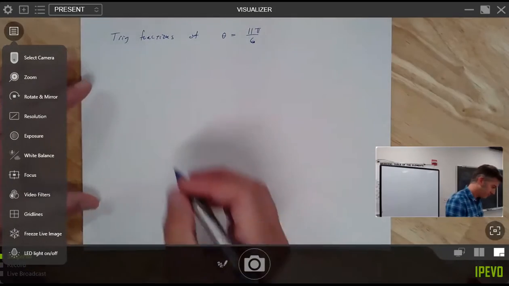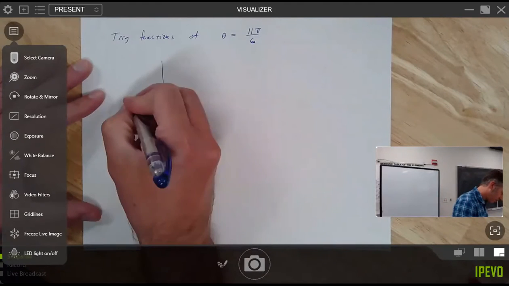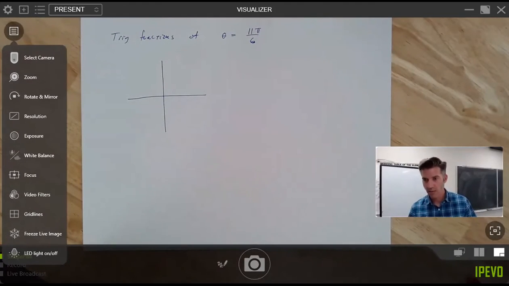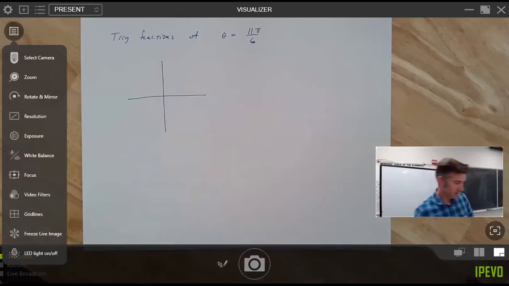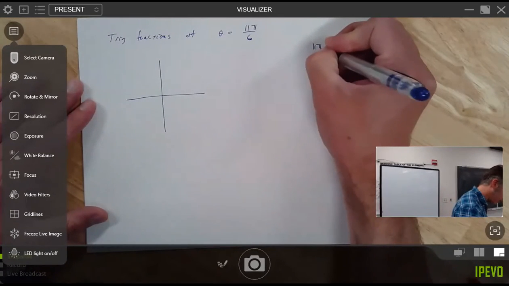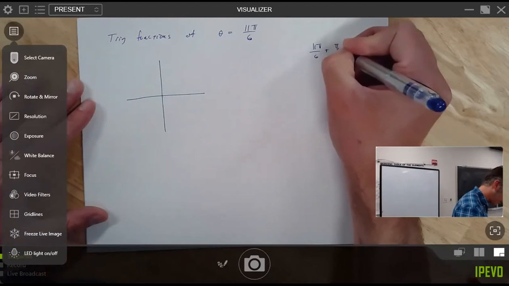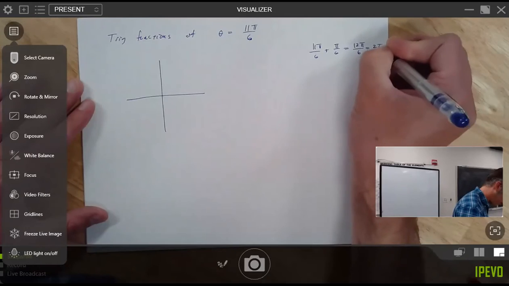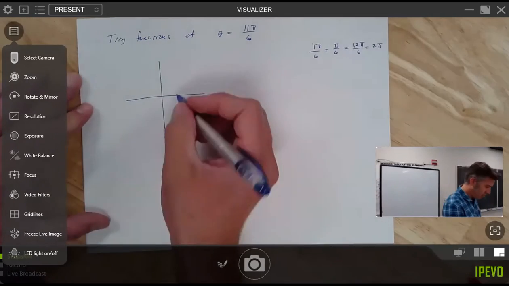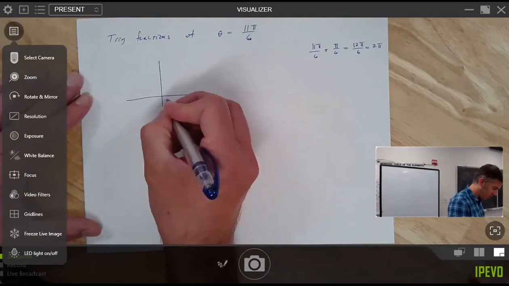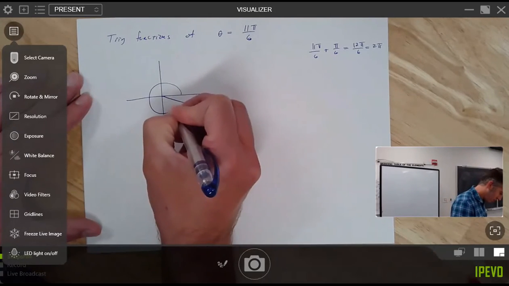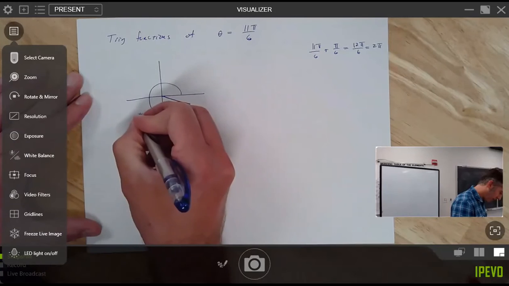Okay, so 11 pi over 6 is really close to 2 pi. We're just short by 1 pi over 6, right? 11 pi over 6 plus pi over 6 would be 12 pi over 6, which is 2 pi. So we're almost 1 full revolution, but not quite. We're kind of like that. There's 11 pi over 6.